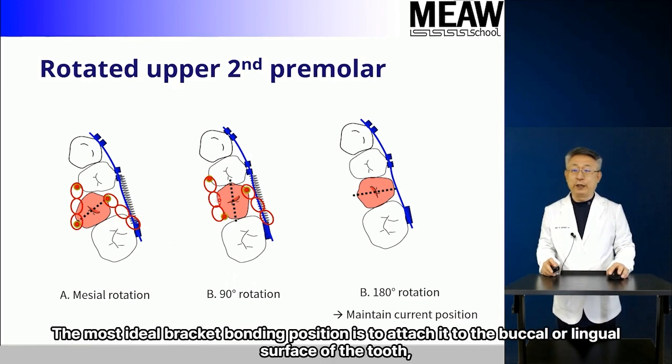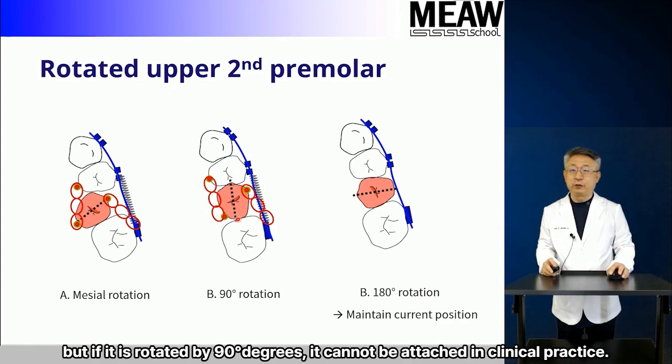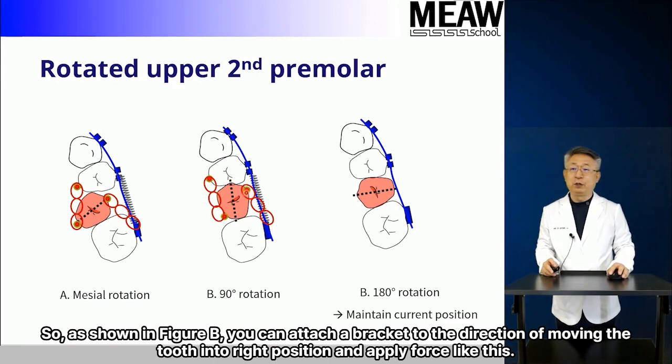The most ideal bracket bonding position is to attach it to the buccal or lingual surface of the tooth. But if it is rotated by 90 degrees, it cannot be attached in clinical practice. So, as shown in Figure B, you can attach a bracket in the direction of moving the tooth into the right position and apply force like this.